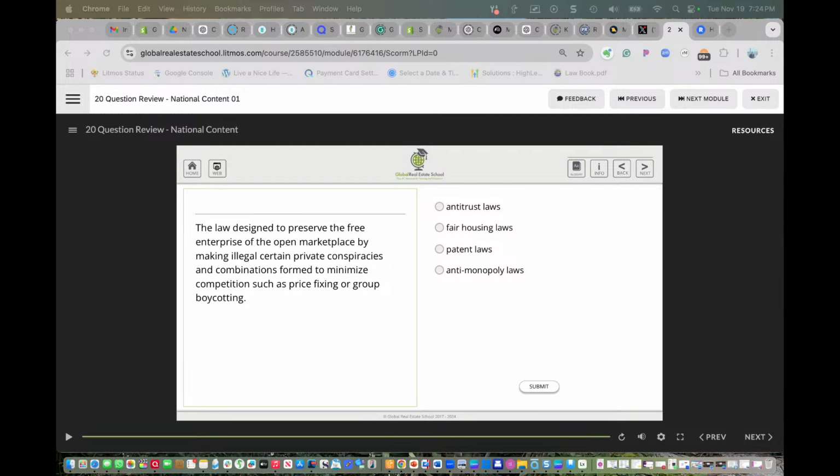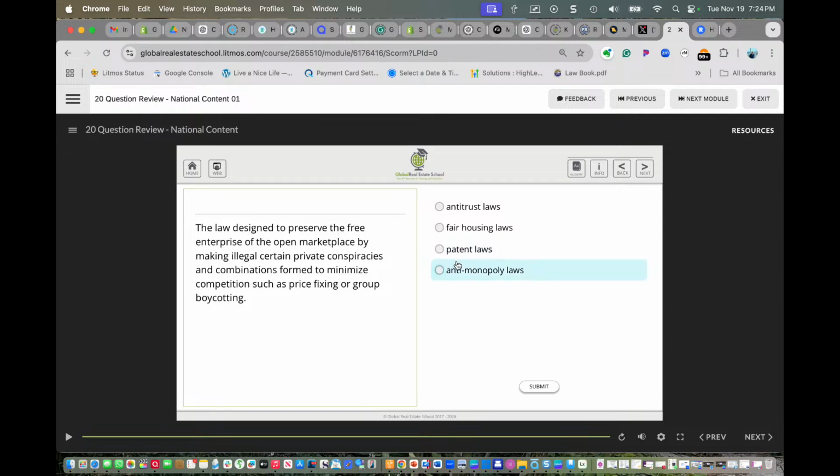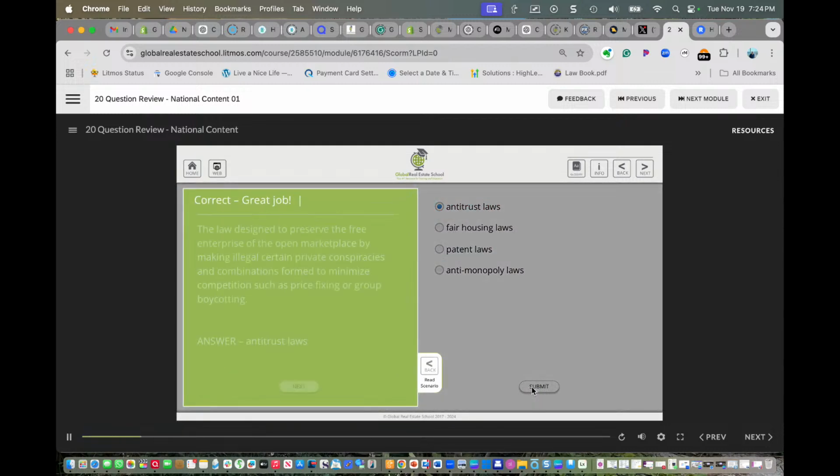So the law designed to preserve the free enterprise of the open marketplace by making illegal certain private conspiracies and combinations formed to minimize competition, such as price fixing or group boycotting. Now, they give us a lot of stuff here that tips us off that this falls under antitrust laws. So that's the correct answer.